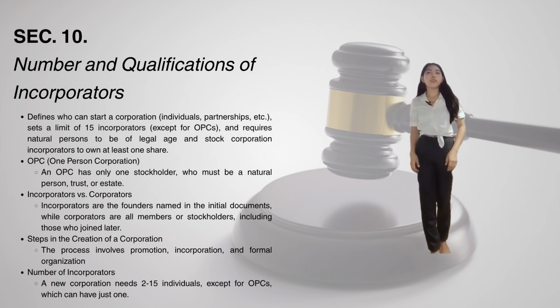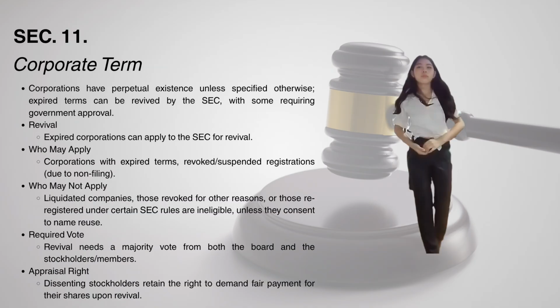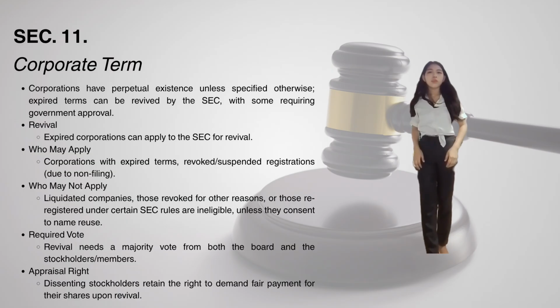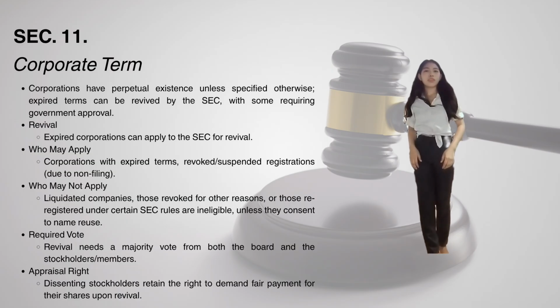And we have three steps in creating the corporation. For example, if you're starting a business with your best friend, you'll go through promotion, incorporation, and formal organization. Here's the breakdown. Promotion. As a promoter, you brainstorm ideas, plan, and organize your business concept. This is the initial stage where you're developing and refining your business idea.